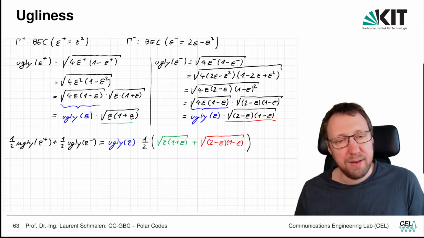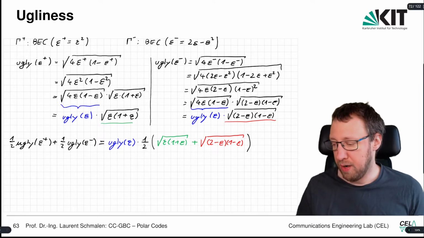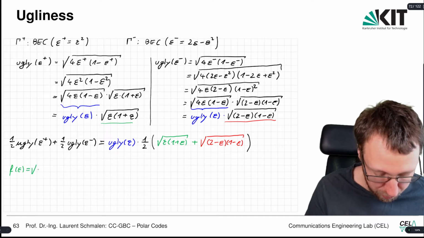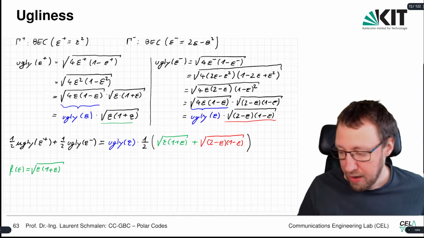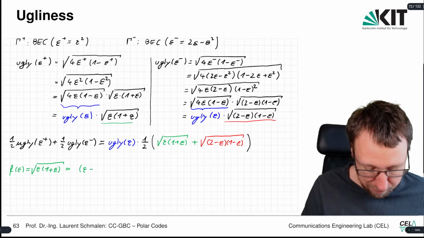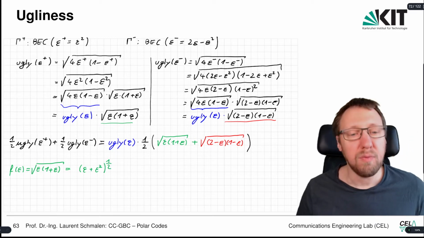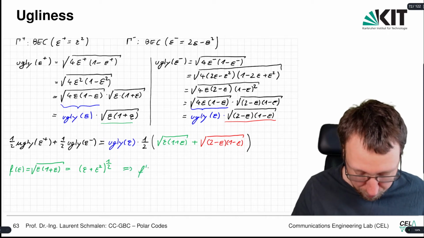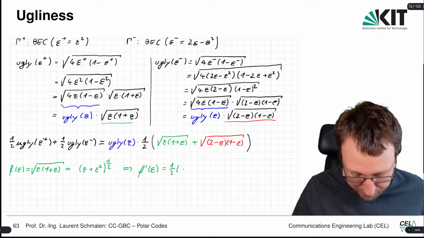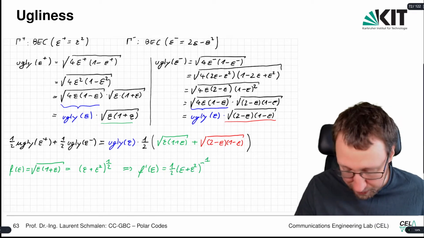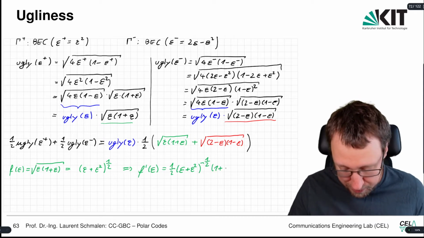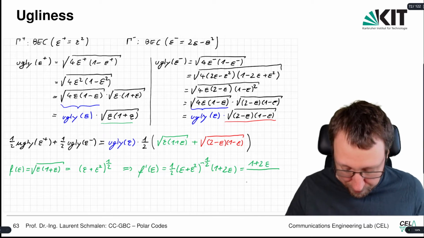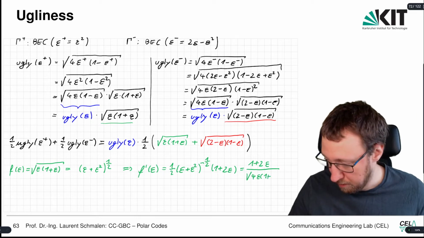Now we look at this first term in particular. The green term we denote as f of epsilon, the square root of epsilon times 1 plus epsilon. This is equal to epsilon plus epsilon squared to the power 1/2. Now we look at how this function behaves. So we take the derivative, looking at f prime of epsilon. This is 1/2 times epsilon plus epsilon squared to the power of minus 1/2, times the inner derivative, which is 1 plus 2 epsilon. So this is equal to 1 plus 2 epsilon divided by the square root of 4 times epsilon times 1 plus epsilon.